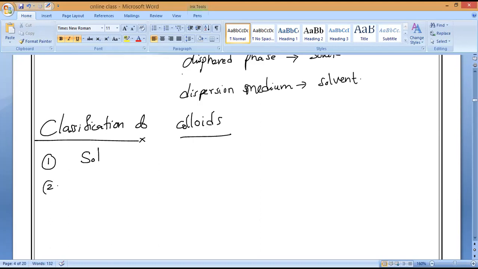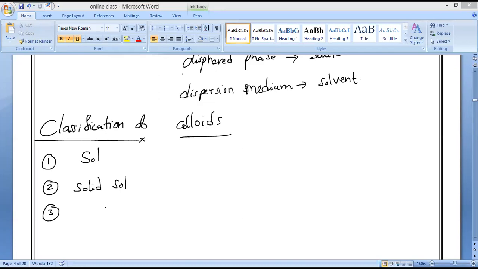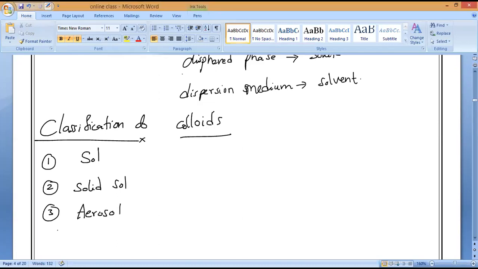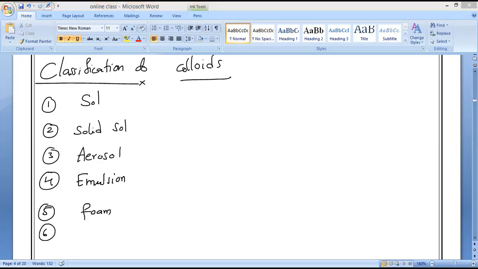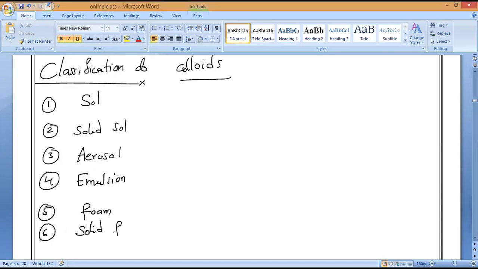Sol. Second one, solid sol. Next, third one, aerosol: A-E-R-O-S-O-L. Fourth one, emulsion: E-M-U-L-S-I-O-N. Next, foam. Sixth one, solid foam, and the last one is gel. Okay, now observe very carefully from the first to the last.